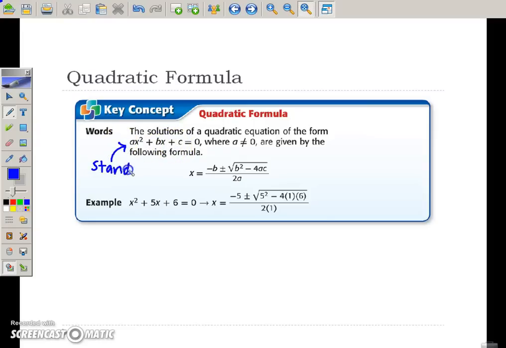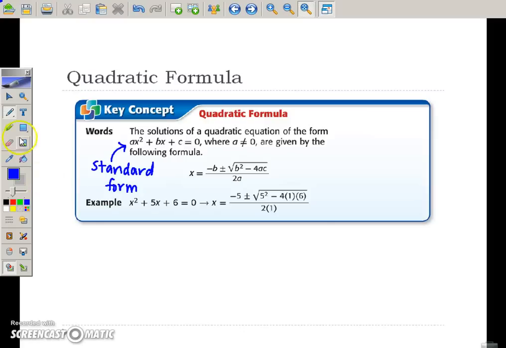Standard form of a quadratic is very similar to standard form of a linear, but we have this x squared in there. Standard form not only has ax squared plus bx plus c, but it's also set equal to 0. Everything has to be on one side of the equation in order for the quadratic formula to work. Once you have it in standard form, you just plug in a, b, and c. Those are just coefficients. The coefficient of x squared is your a, the coefficient of x is b, and your constant is c.